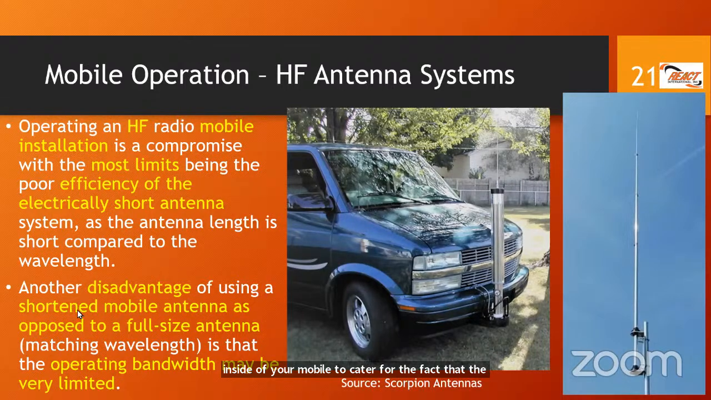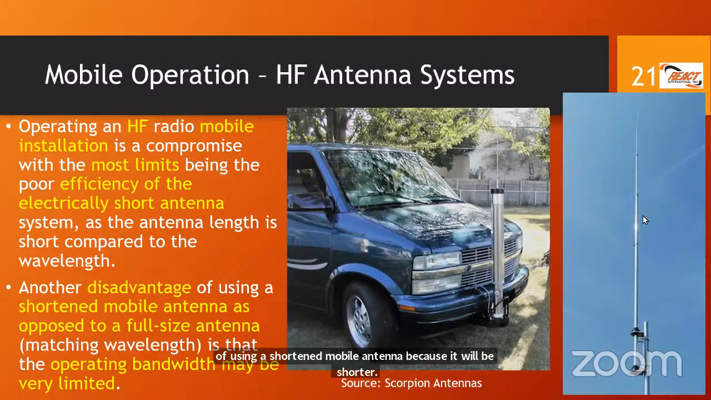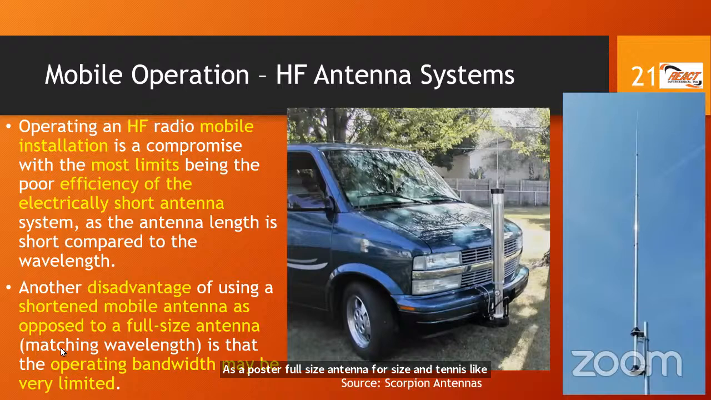Another disadvantage of using a shortened mobile antenna, because it will be shorter, as opposed to a full-size antenna like this one on your base station, which matches closer to the wavelength of operation, is that the operating bandwidth may be very limited. What that means is that once you go left or right of the tune frequency, you may find you have an SWR that is higher. So that's what we call the bandwidth of the antenna. For what range of frequencies the antenna will present a low SWR, right? Or will be resonant. 2 exam questions.